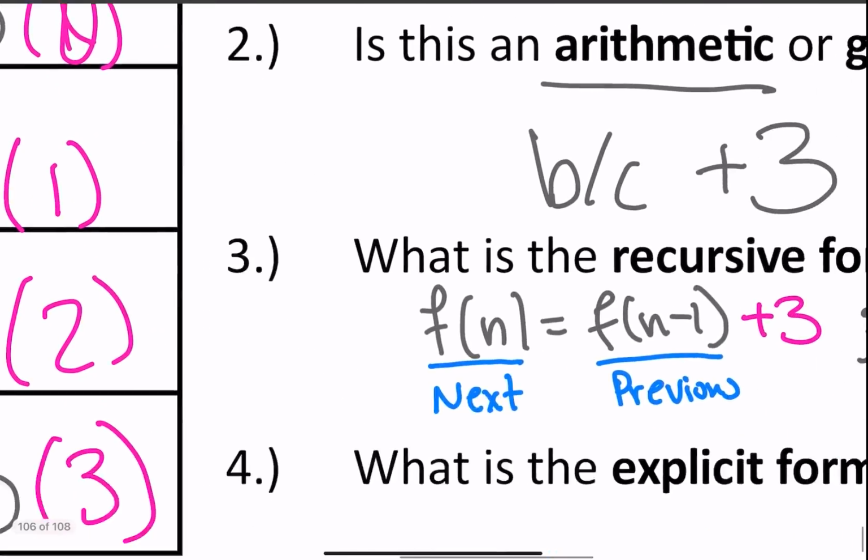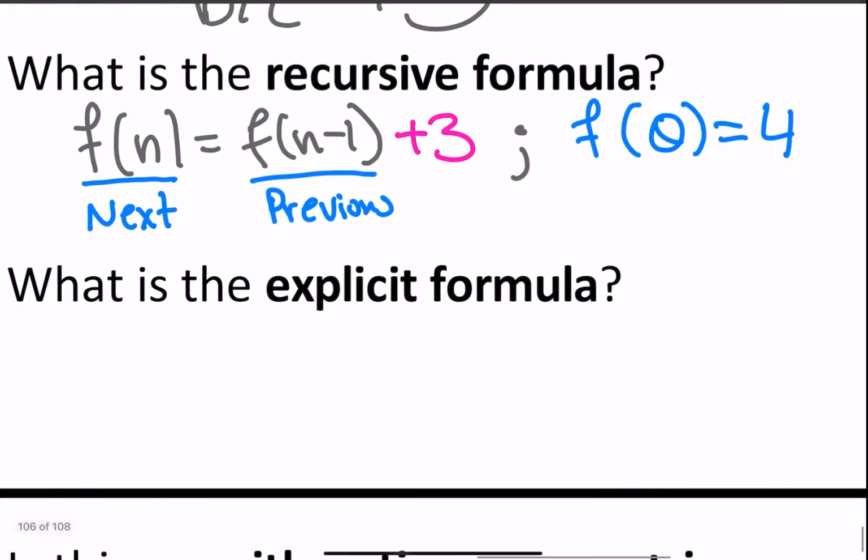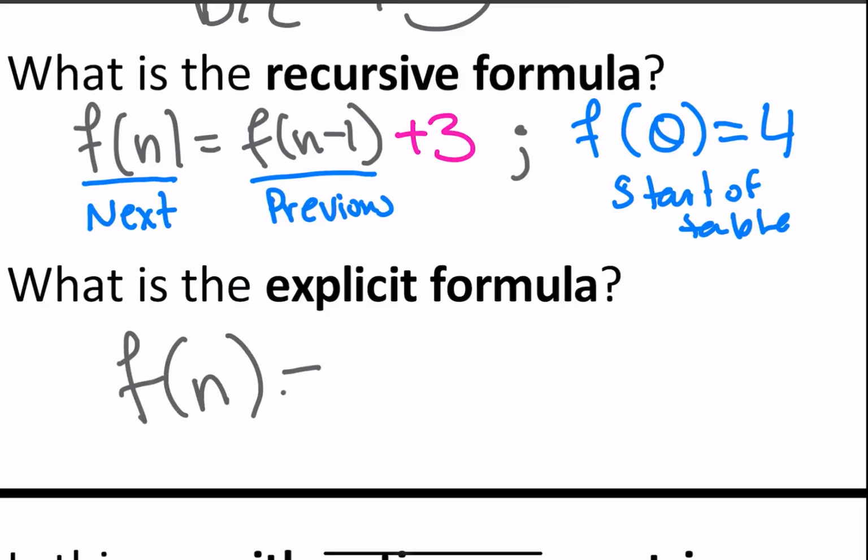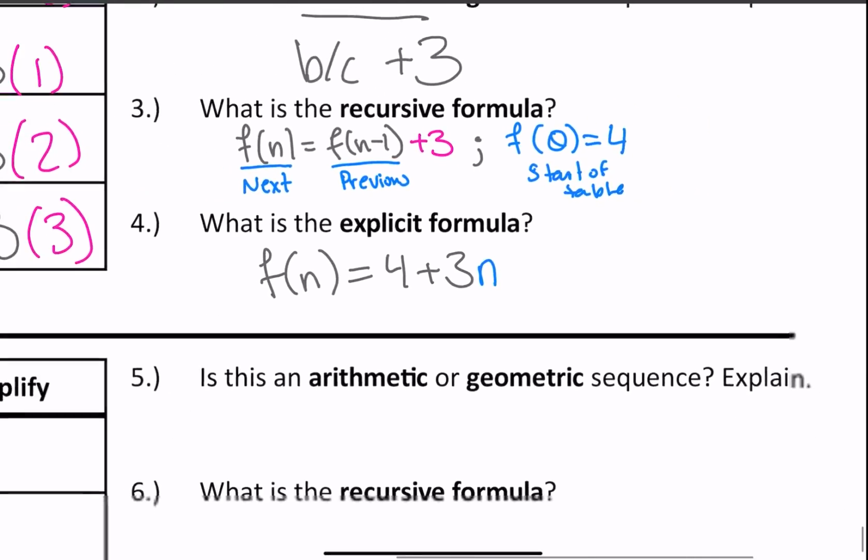But we also have to give the start of the table because we may know that we're adding by 3, but what number did we start with? So again, this is the start of your table. An explicit goes f of n equals 4 plus 3, and then a regular sized n, and it's just an n because we started our table with time 0.